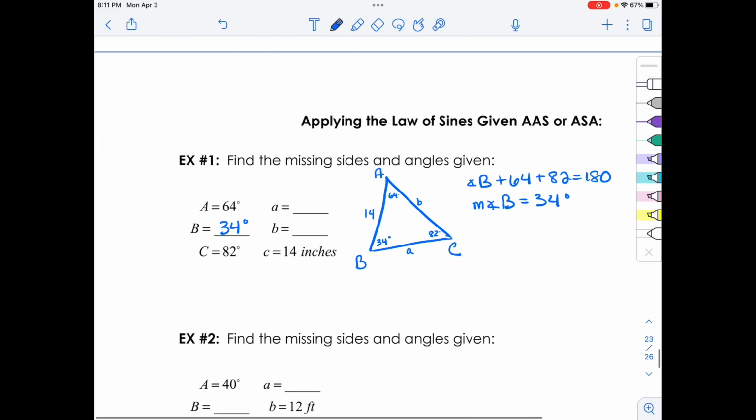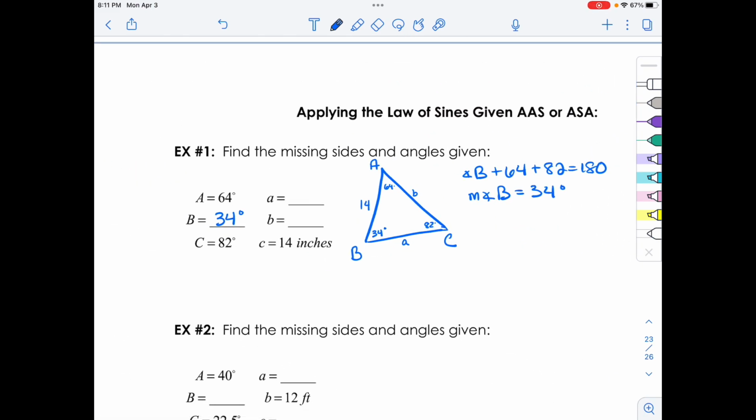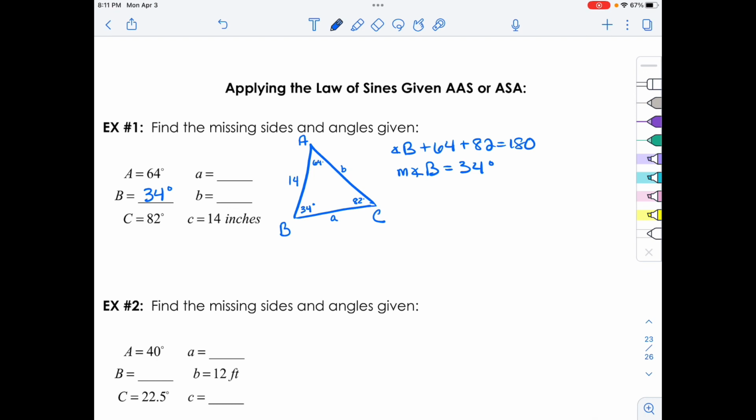All right, the last two pieces that are missing are side A and side B. And to do that, I'm going to use my law of sines. So I know angle C and side C, so that's the ratio I'm going to set up first. Sine of 82 over 14 equals the sine of 64 over little a.